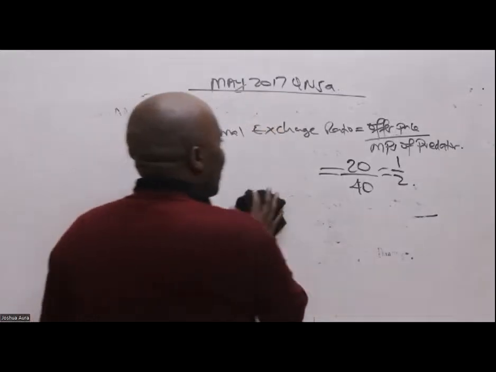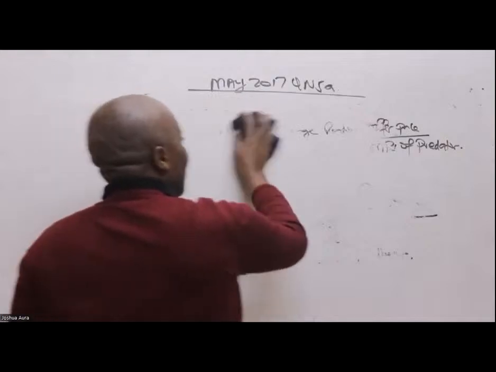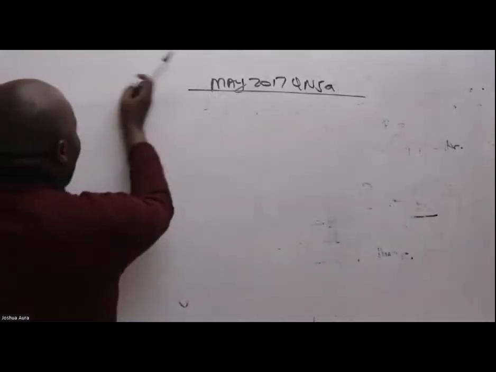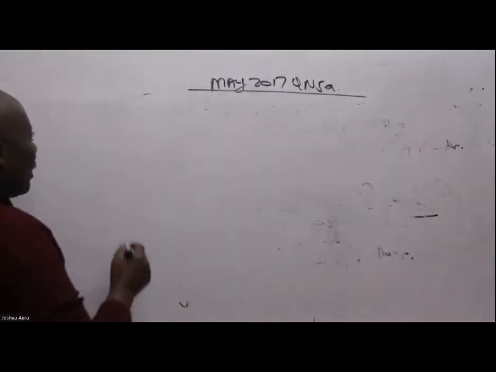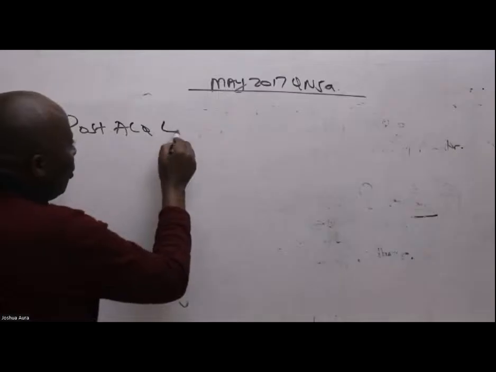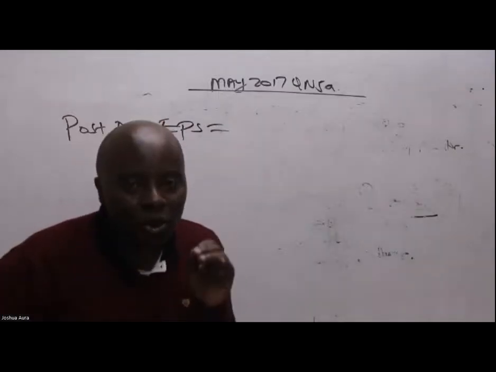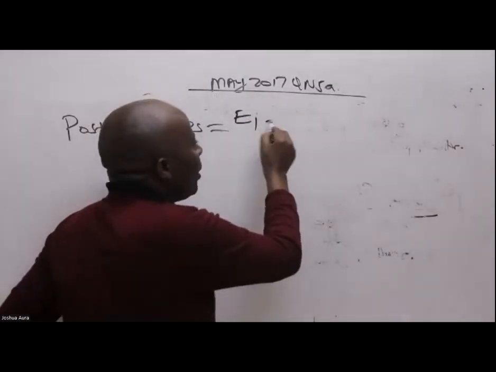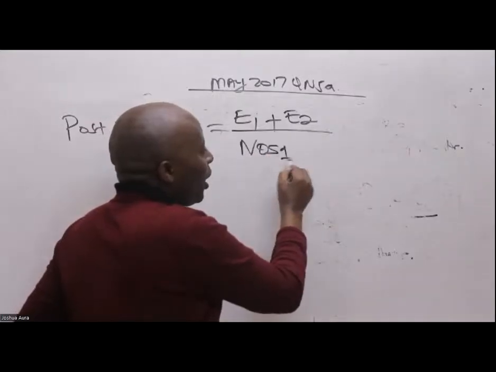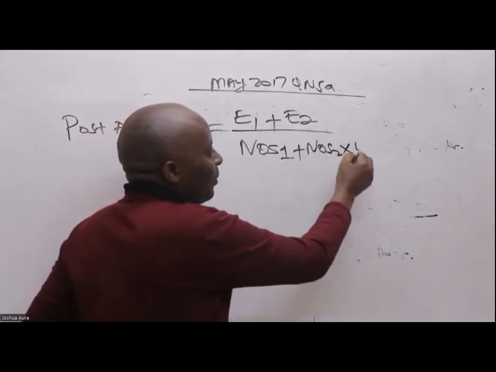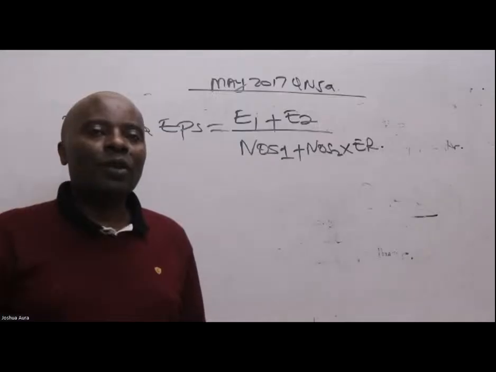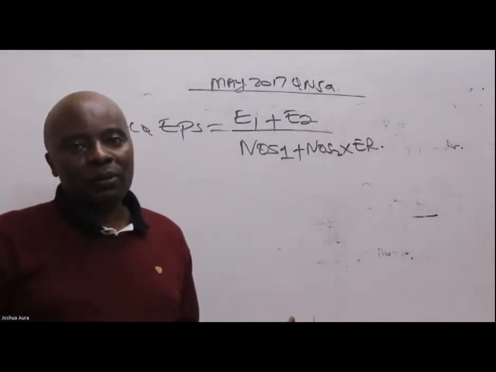Remember, our business, ladies and gentlemen, is to come here and ascertain the post-acquisition earnings, post-marriage. You take earnings of company 1 plus earnings of company 2, all over, in this case, shares of company 1 plus shares of company 2 times exchange ratio. Ladies and gentlemen, please listen to me very well. This is a very important formula.